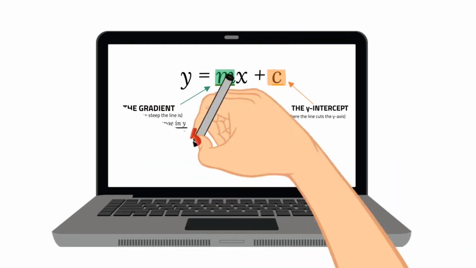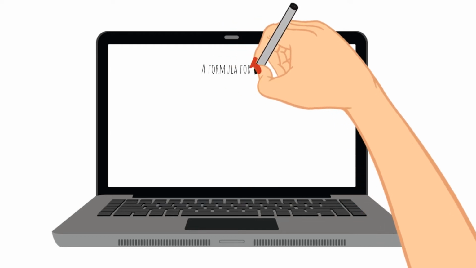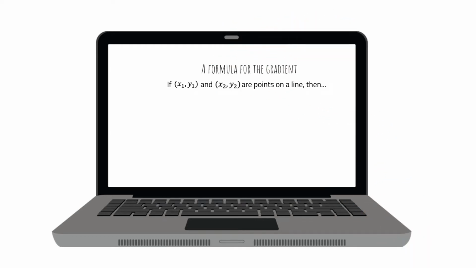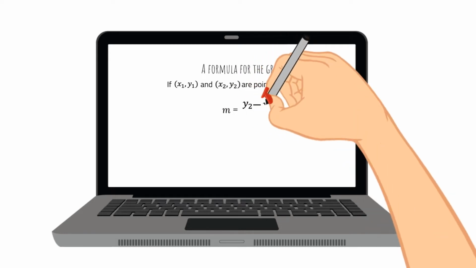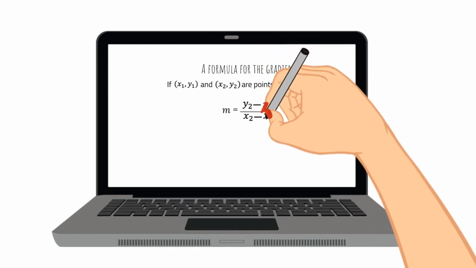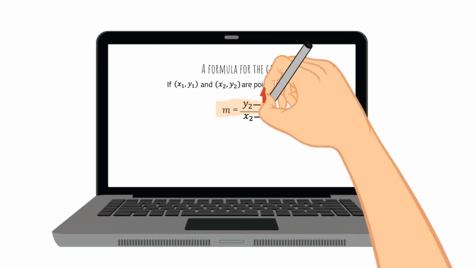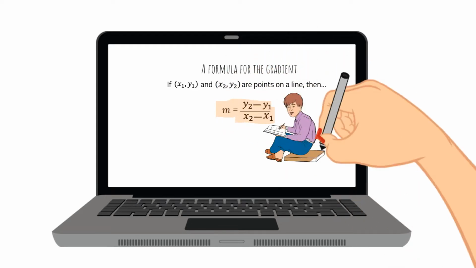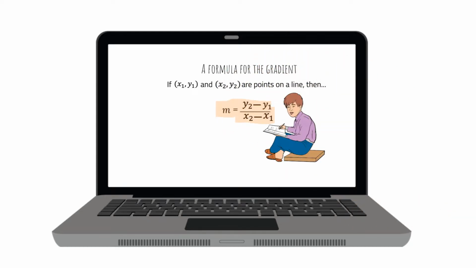We also learned a formula to find the gradient if we have 2 points. And that is the second y point minus the first y point, all over the second x point minus the first x point. And you need to learn this off by heart. It comes in really handy.